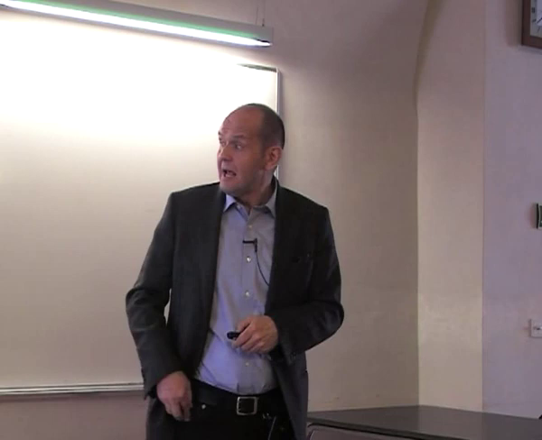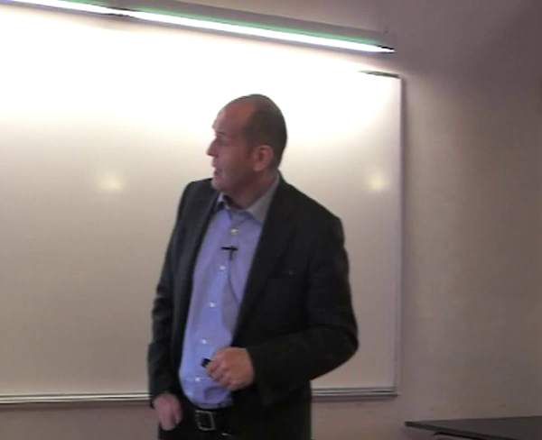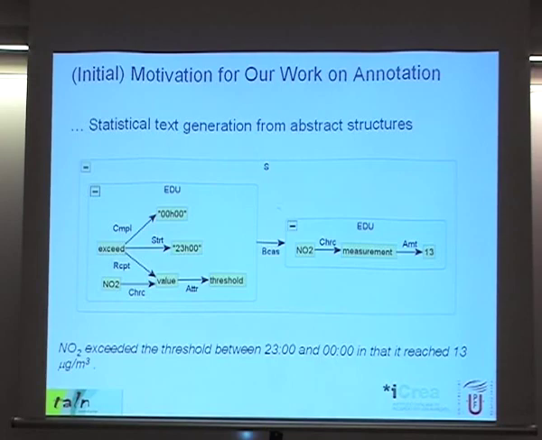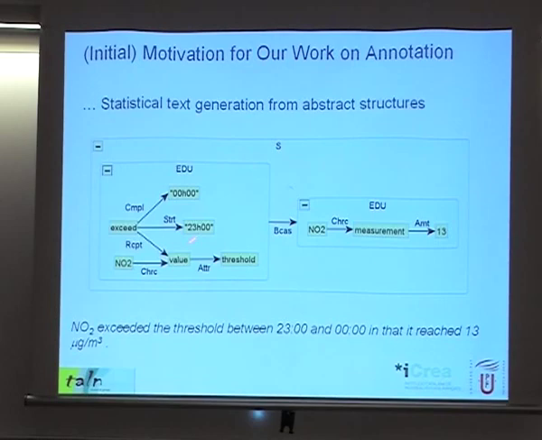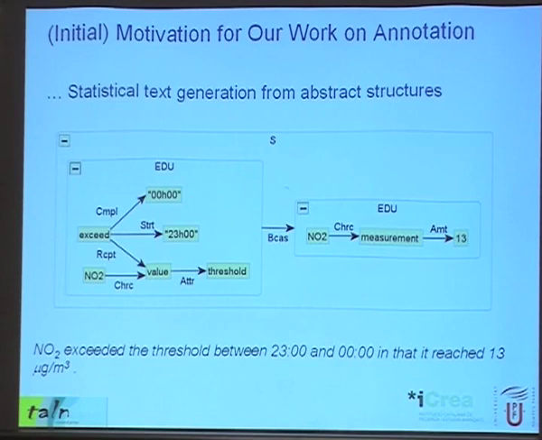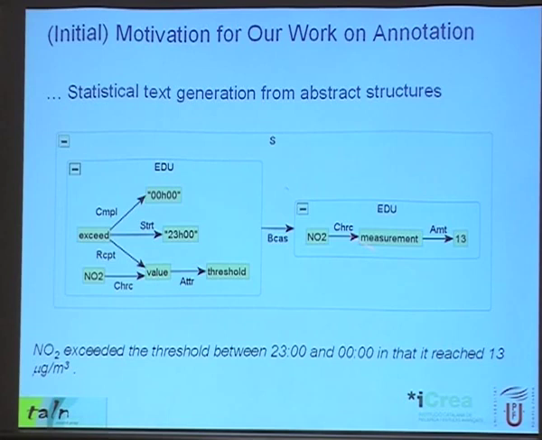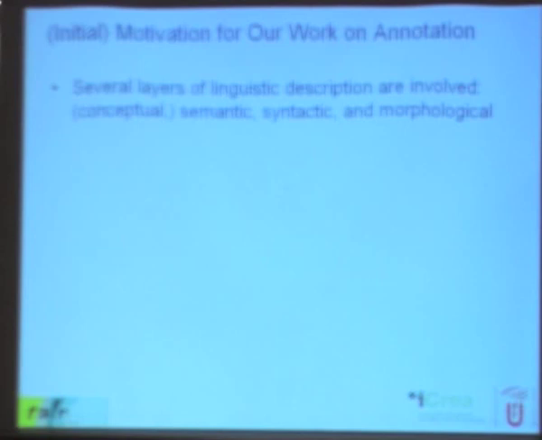Imagine we have this abstract structure here, a conceptual graph a la Sowa, John Sowa. What we want to get out of this structure is a sentence or a couple of sentences, a text. So we need to bridge the gap between this structure and this sentence or text. Obviously we can't do it in one step, because it's simply too abstract. So there are several layers of linguistic description involved.